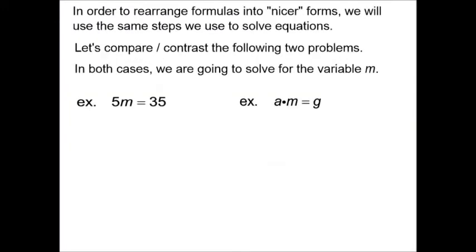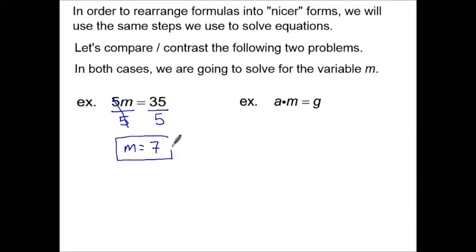In order to rearrange these formulas into nicer forms, we'll use the same steps we use to solve equations. So let's compare and contrast the following two problems, and in both cases we're going to solve for the variable m. For the first one I have 5m equals 35, and of course that means 5 times m. Anytime I have a multiplication like that, in order to cancel it and get the variable by itself, I'm simply going to divide by whatever that multiplication is. In this case, I divide by 5, but of course I've got to do that on both sides of the equal sign. So those two cancel, leaving the m by itself, which is what I want, and then I just have to figure out 35 divided by 5, and that's 7.